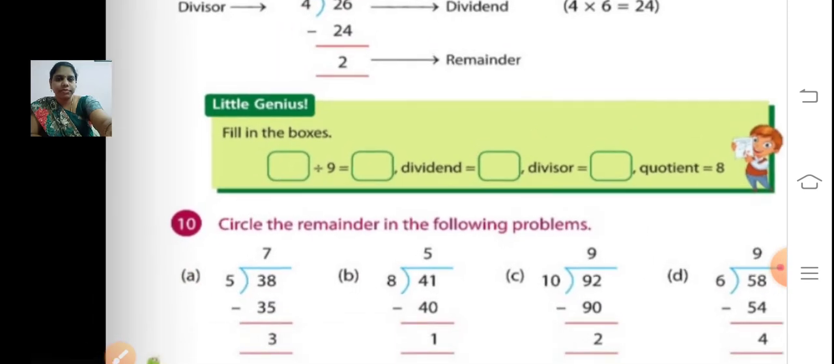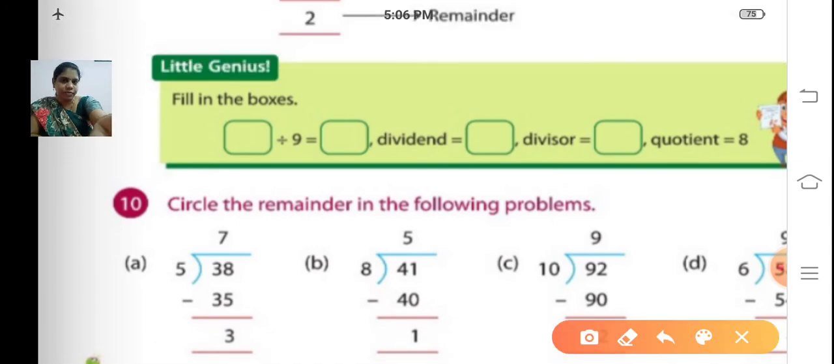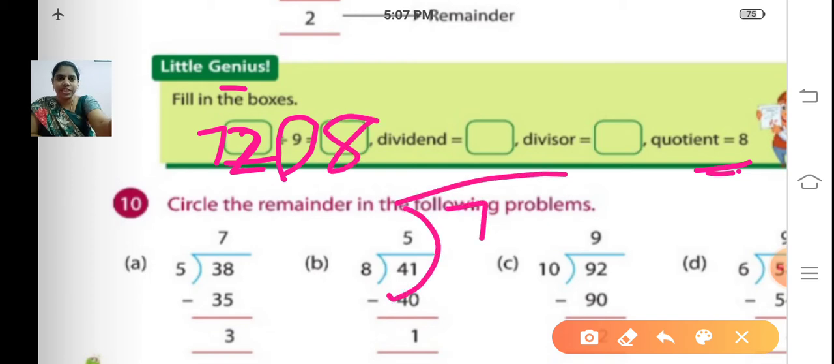Now last, just see here, little genius. Here we are getting quotient as 8. So when we divide some number by 9, we'll get the quotient as 8. What will be the dividend now? Think and tell me. Yes, 9 8s are 72, isn't it? So 72 divided by 9 is equal to 8.